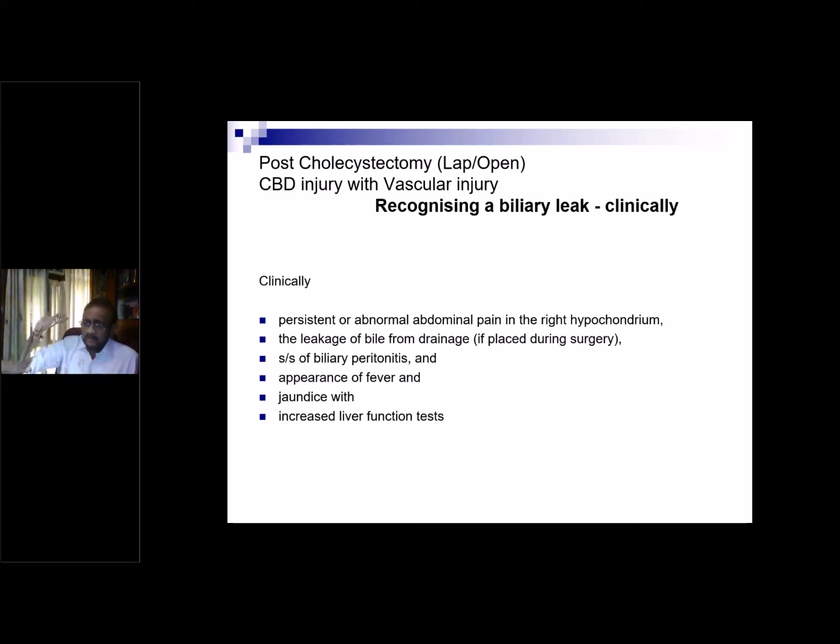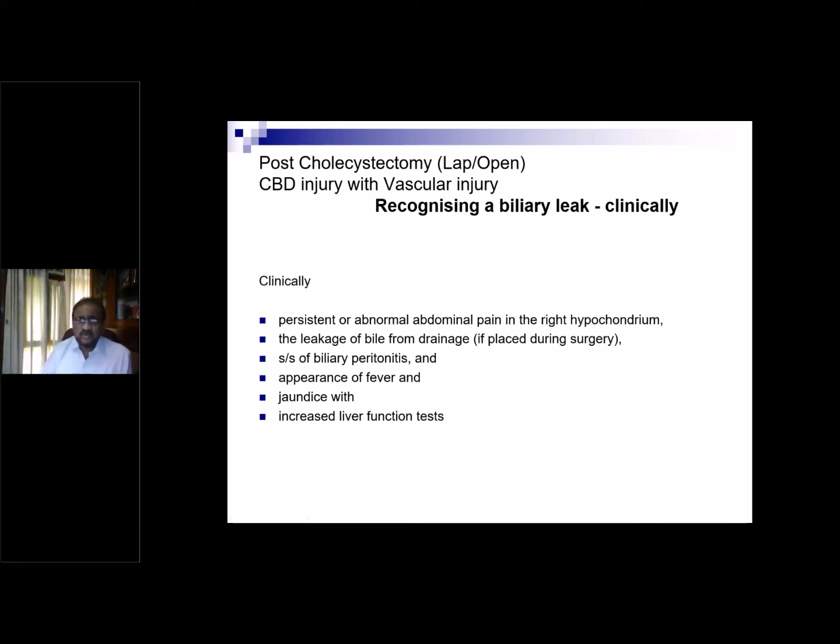You did a very good laparoscopic cholecystectomy, very happy. I did a very good cholecystectomy, and you went home and had a very nice sleep. Next day, you were looking for a cheerful, talkative patient, and the moment you see that patient, you know something is wrong. Why? The patient is complaining, I have severe pain in my abdomen, doctor. You feel his pulse, tachycardia. The patient looks ill. So if you have persistent abnormal abdominal pain in the right hypochondrium in the postoperative period, you have to be sure that this patient does not have a biliary leak.